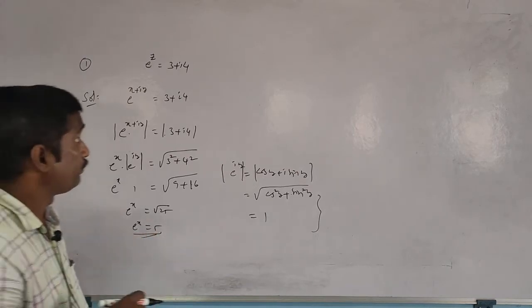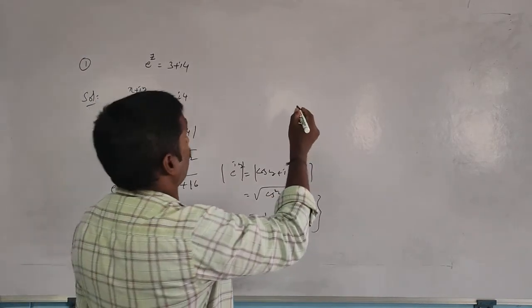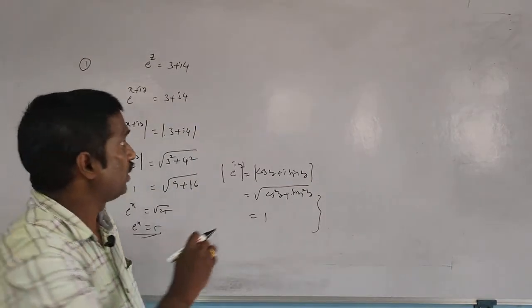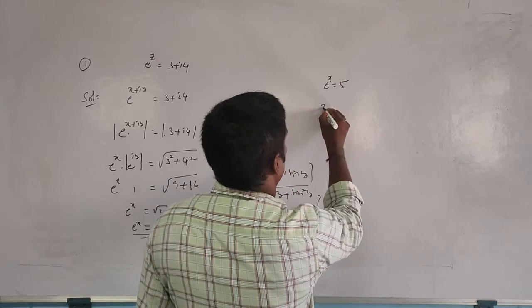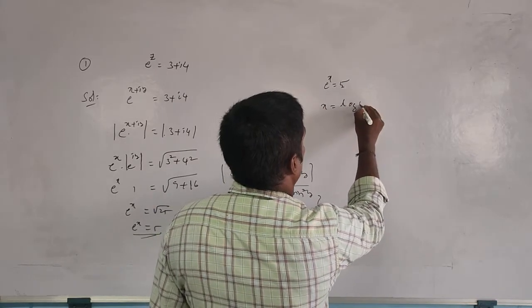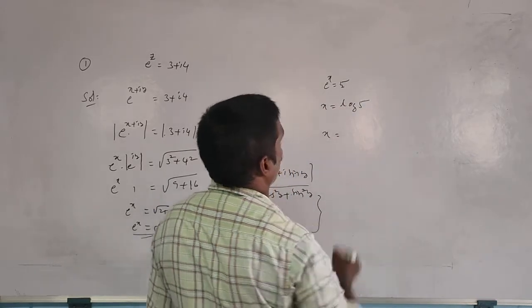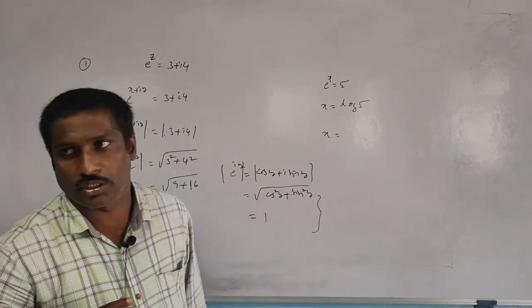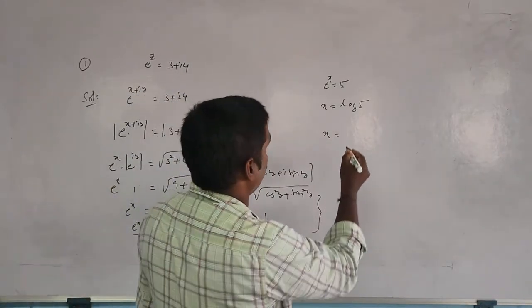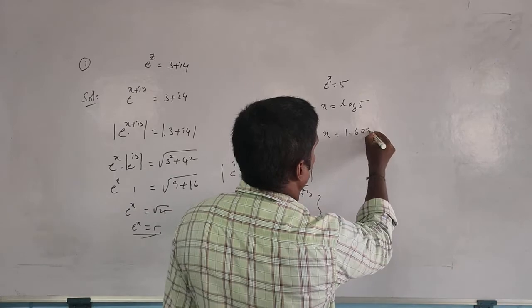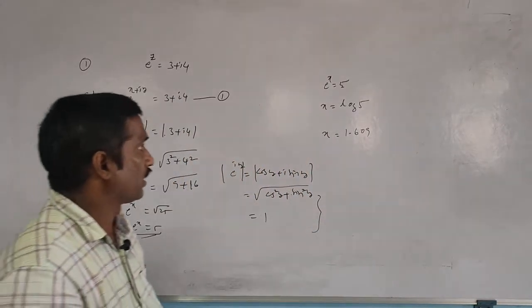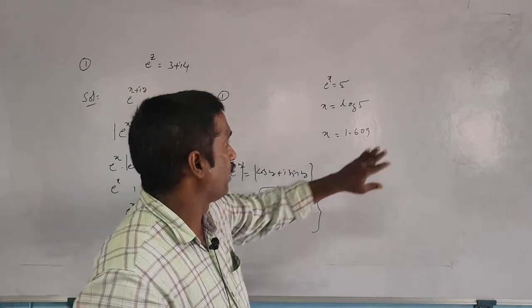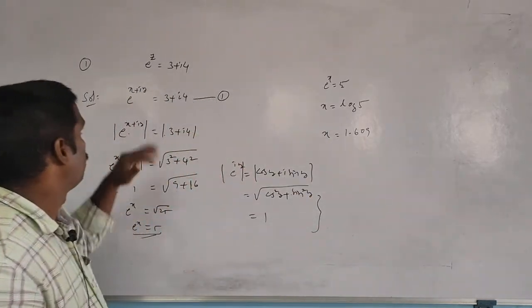So e^x equals 5. Then x equals log 5. X equals log 5, whose value is 1.609. Okay, this is the x value, 1.609. Now calculate the y value from equation 1.